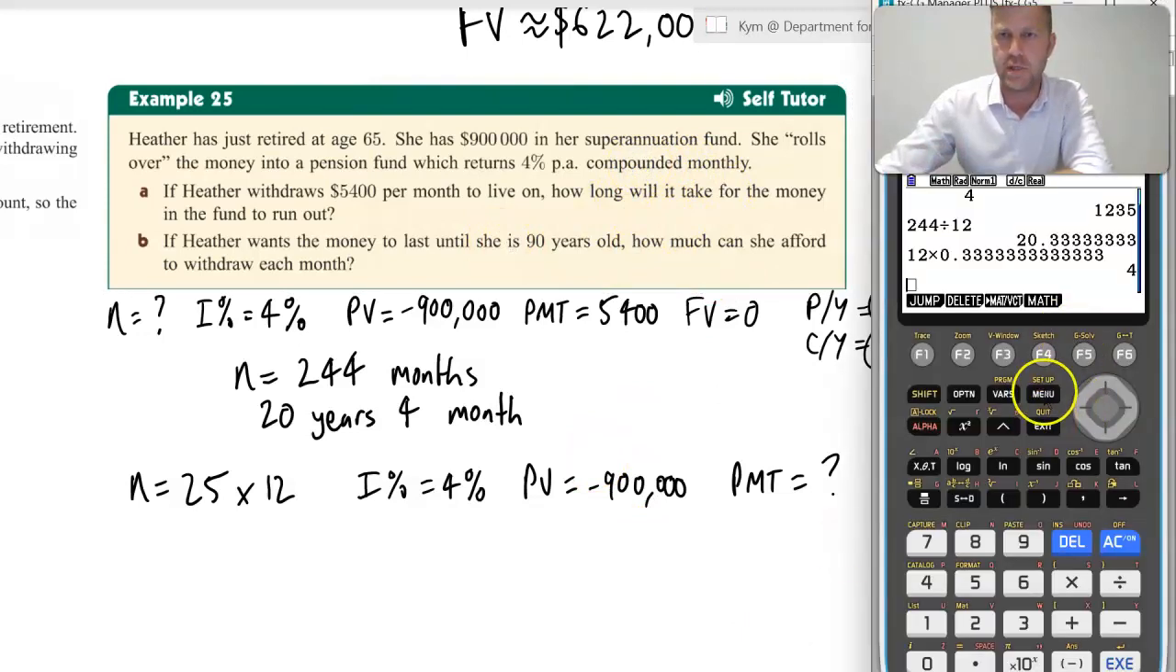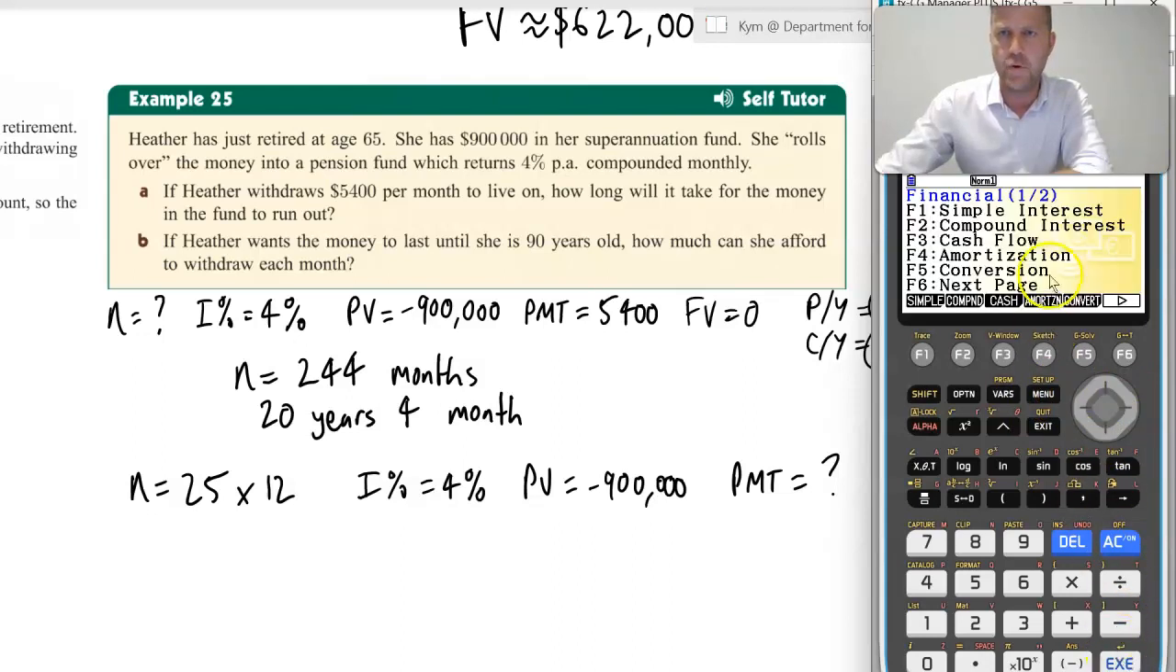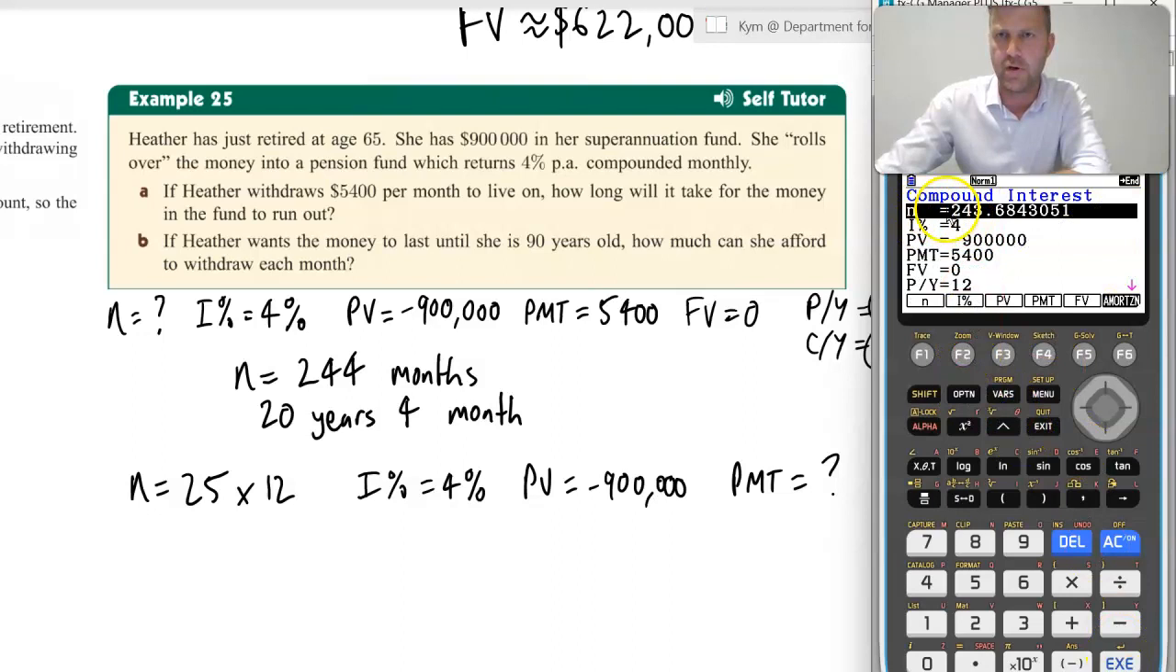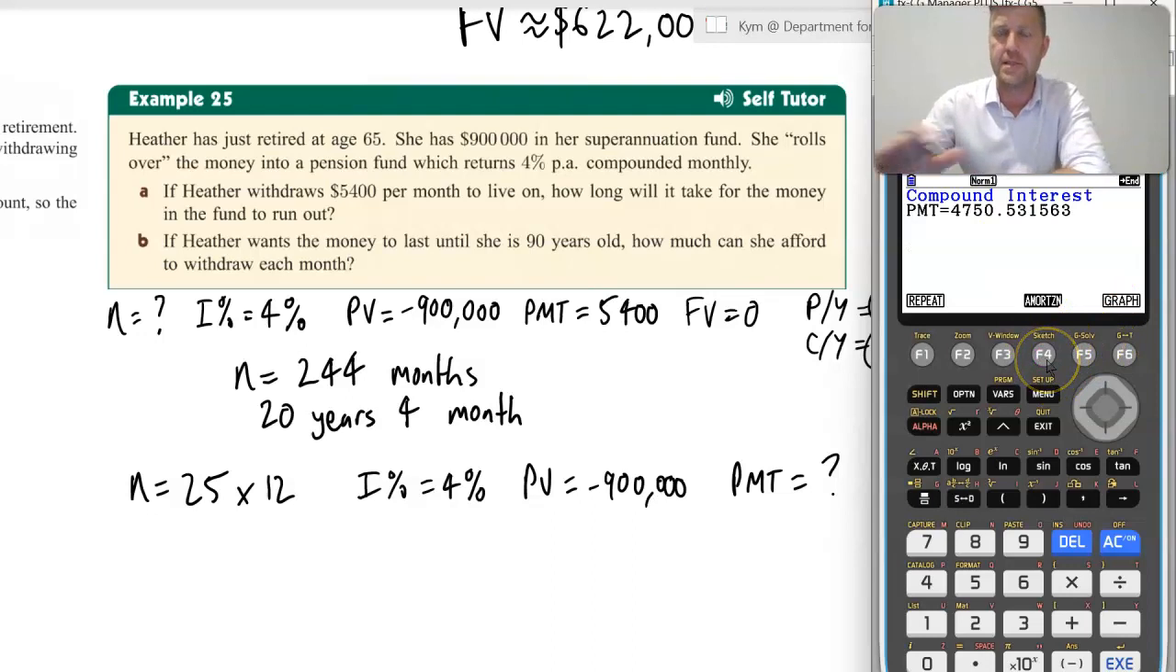We're not going to change much in the compound interest function here. All we're now doing is changing the number of periods to 25 times 12, and asking it to work out the value of PMT. I don't even have to change it to 0. I can actually ask what the PMT value would be. It is telling me that she can afford to withdraw $4,750.53 per month for 25 years in order for that money to last until she is 90 years old.